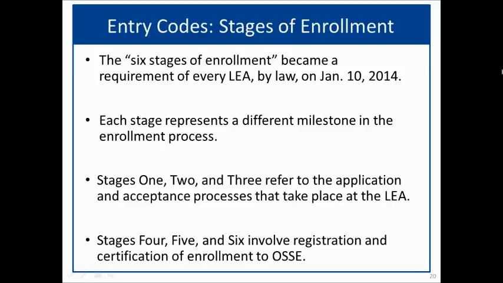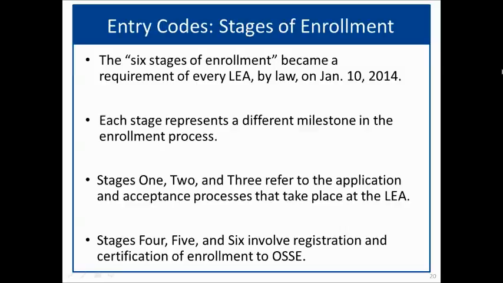Stages 1, 2, and 3 really refer to processes that take place on your side at the LEA. It does not involve any data exchange with OSSE. This refers to when a student applies to your LEA, when you accept the student, and when they accept the seat that you've offered them. So that's stages 1, 2, and 3, and you are managing that without OSSE's involvement. By stages 4, 5, and 6, the student is registered and you're certifying enrollment to OSSE, and that's when you will begin to see students appear on the rosters that OSSE hosts.